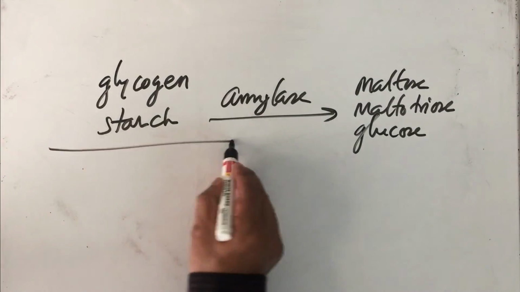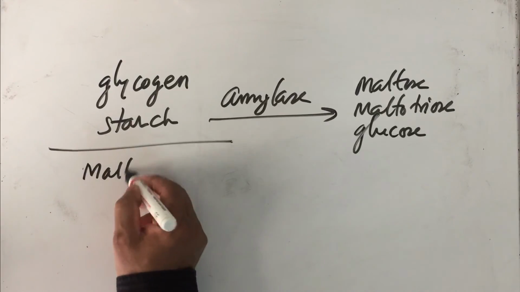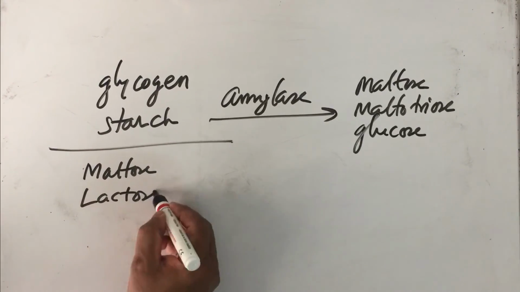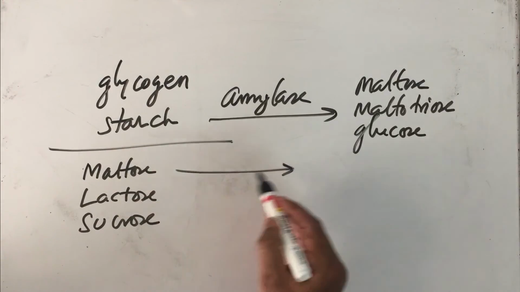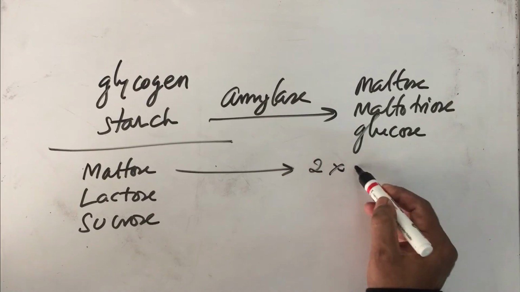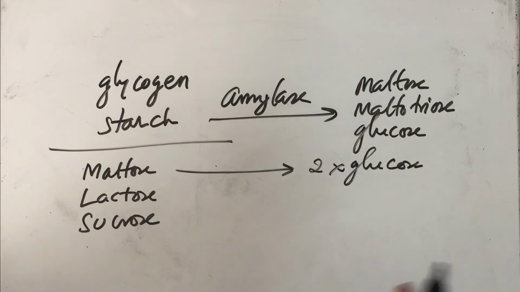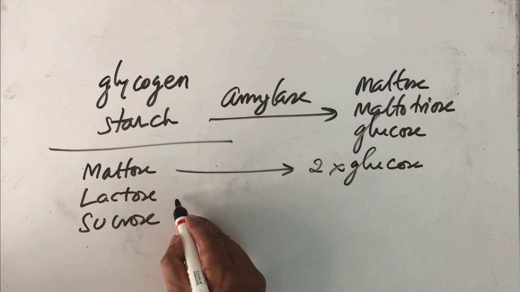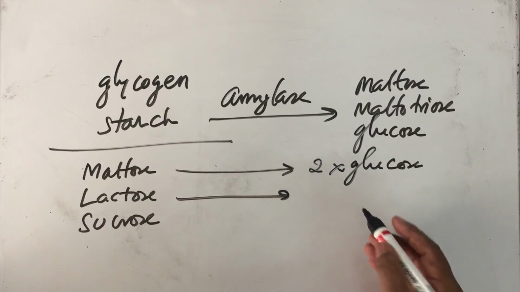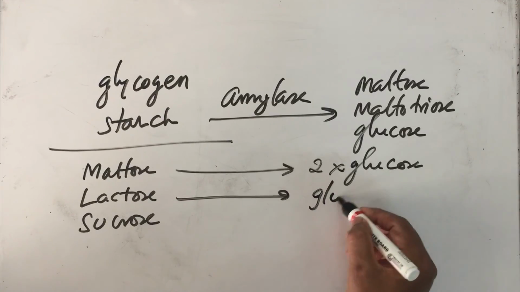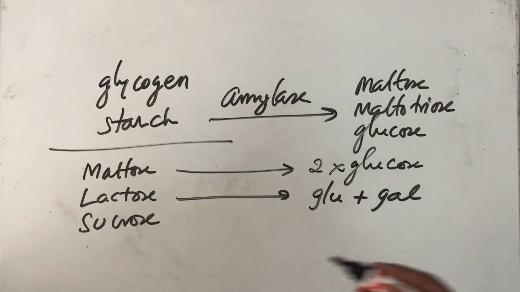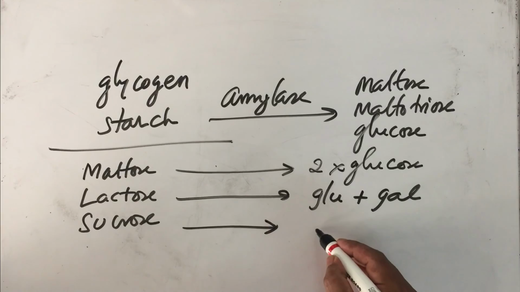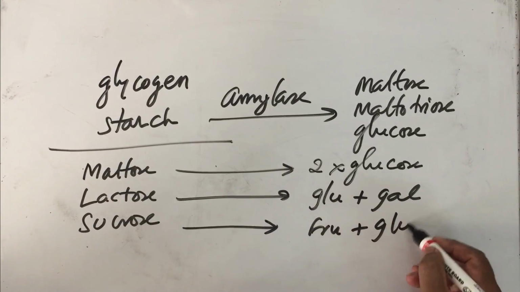Now once you have these disaccharides like maltose, lactose and sucrose, these are the three disaccharides which are commonly found in our diet. Maltose will be acted upon by maltase and you will get 2 units of glucose. Glucose, there is no problem, it can enter into the regular glycolytic pathway. Lactose will be acted upon by lactase enzyme and you will get 1 glucose and 1 galactose. Glucose, there is no problem, galactose pathway, we have seen it. Sucrose will be converted to 1 fructose unit and 1 glucose unit.